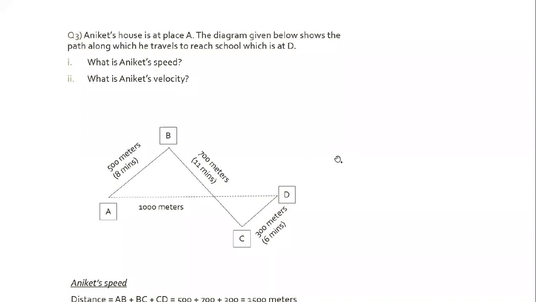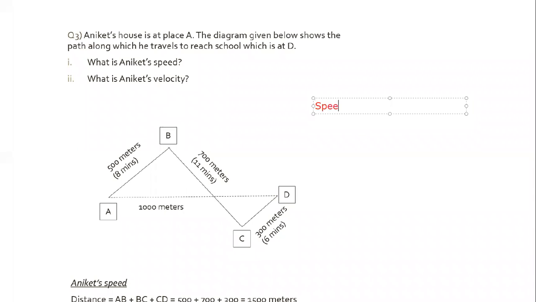Let's see the third example now. Aniket's house is at place A. The diagram given below shows the path along which he travels to school, which is at D. Okay, what is Aniket's speed and what is Aniket's velocity? So let's first find out Aniket's speed.